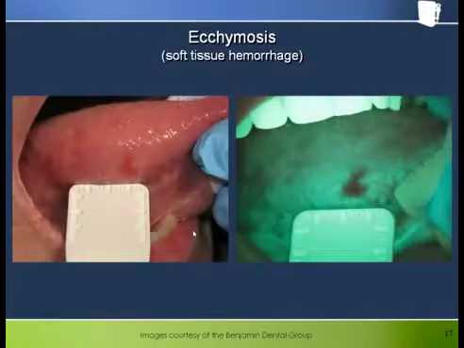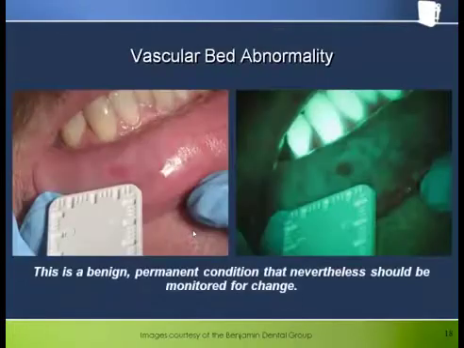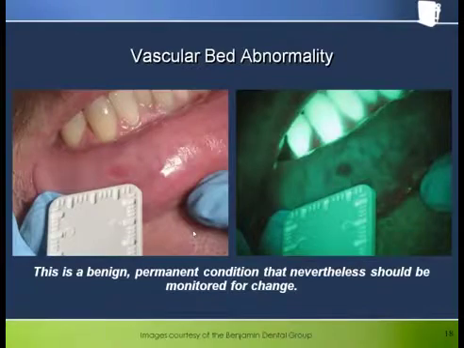Well, this is another example of an ecchymosis, showing up dark under VELscope because of the localized blood, and which did not blanch. As in the earlier example we saw in the movie, this lesion was gone at the 2-week follow-up visit. Here's an example of a permanent dilation of the vascular bed. This is a benign, permanent condition that nevertheless should be monitored for change.